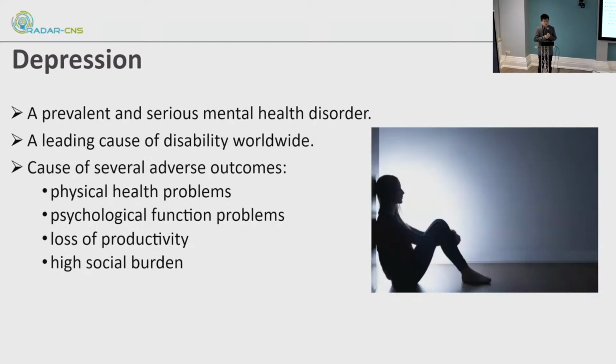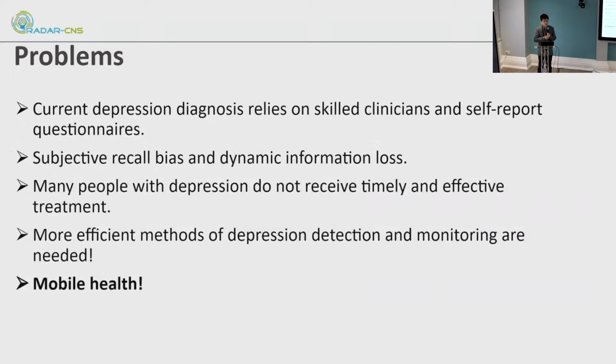Depression is a prevalent and serious mental health disorder. It can cause physical health and psychological function problems, resulting in loss of productivity and high social burden. It's also a leading cause of disability worldwide. However, current depression diagnosis relies on scales administered by clinicians and self-report questionnaires, which have some limitations, such as subjective recall bias and dynamic information loss. Consequently, many people with depression do not receive timely and effective treatment. Therefore, more effective methods of depression detection and monitoring are needed.